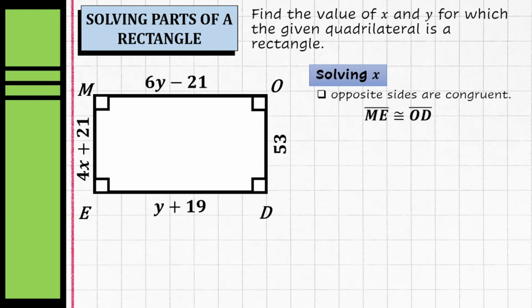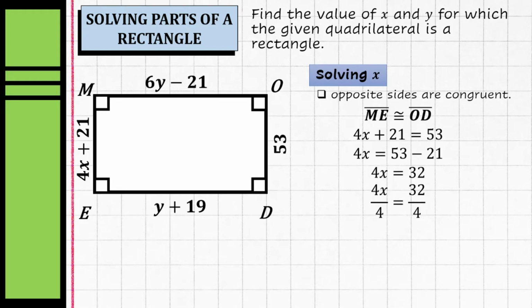So we can say that side ME is congruent to side OD. Now, let's substitute the given values for each side. So we have 4x plus 21 equal to 53. Now, let's solve for the value of x by transposing 21 to the other side of the equation by changing its sign. So we have 4x is equal to 53 minus 21. Combining like terms, we will have 4x is equal to 32 and divide both sides by 4. We will have x is equal to 8.